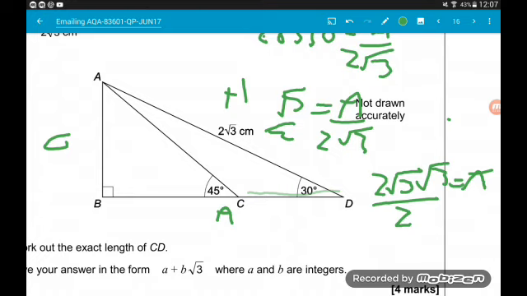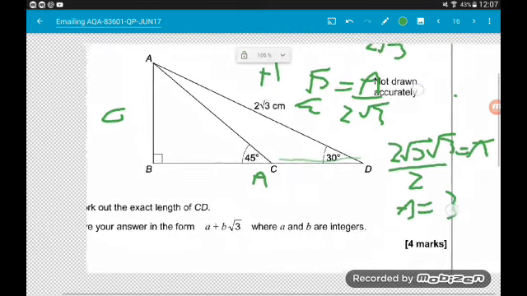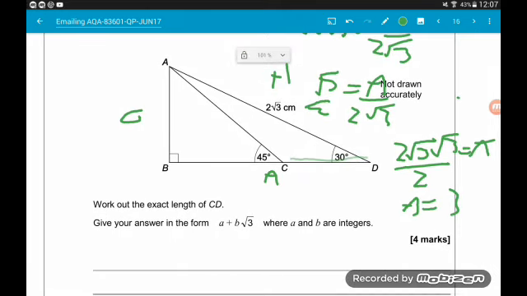So root 3 times root 3 is 3. 2 times 3 is 6. Divide that by 2, we get the adjacent is equal to 3. So what we now know then is the length along the bottom is 3. So that's that whole length BCD is equal to 3.